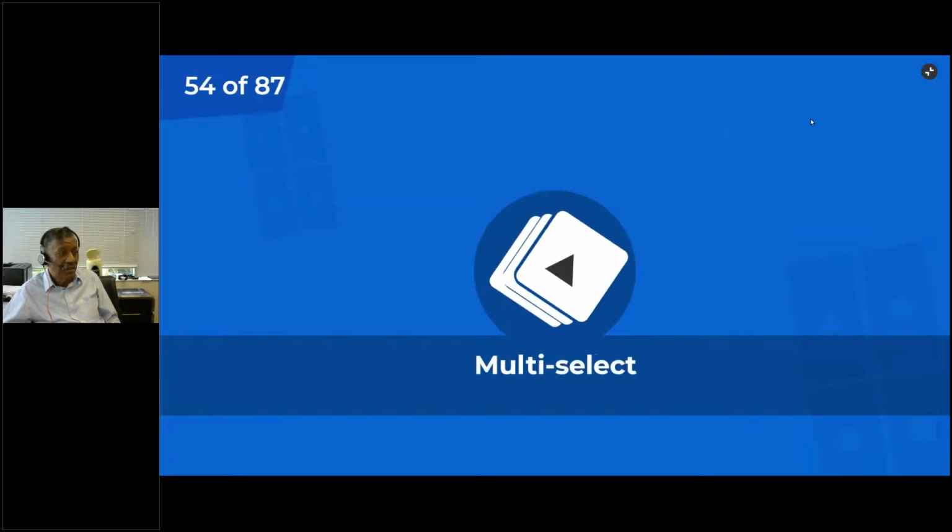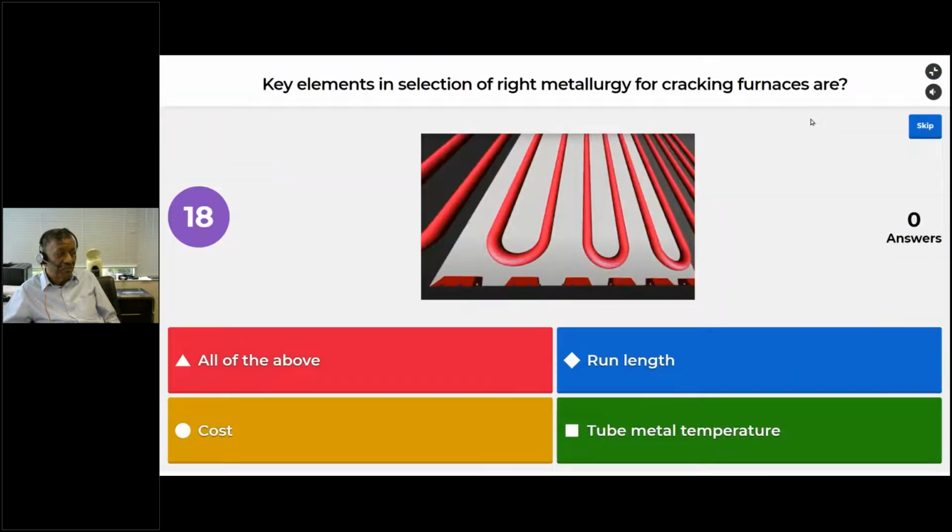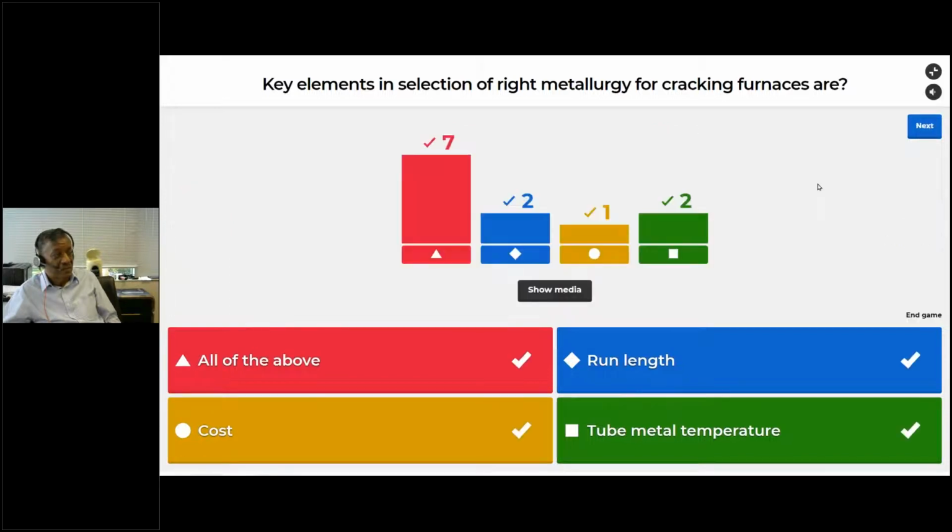We have another quiz coming up, multiple select. What are the key elements in selection of the right metallurgy for cracking furnaces? Okay, this should be pretty simple. Well, most of you got it right, all of the above: cost, run length, tube metal temperature. Thank you.